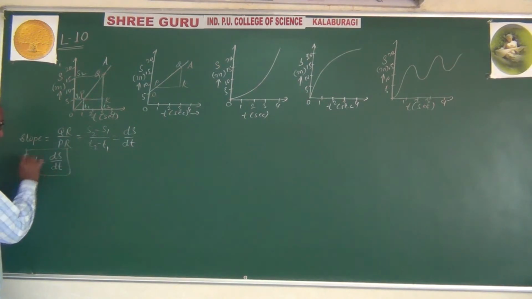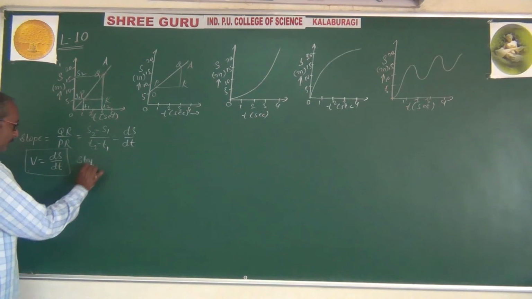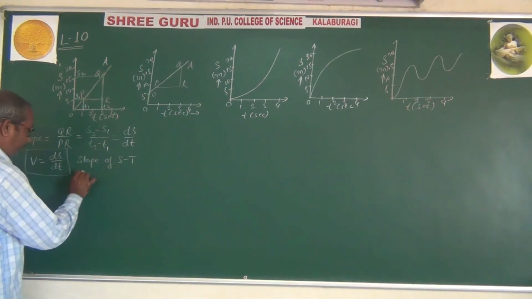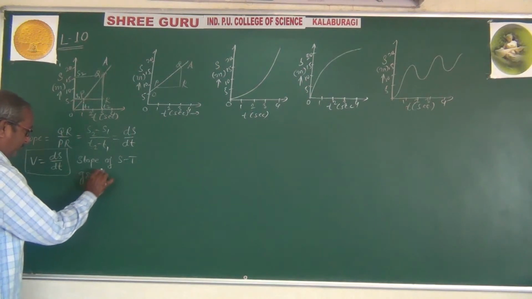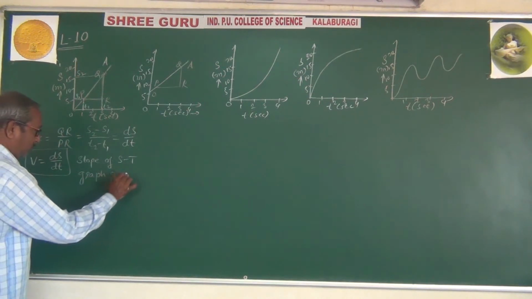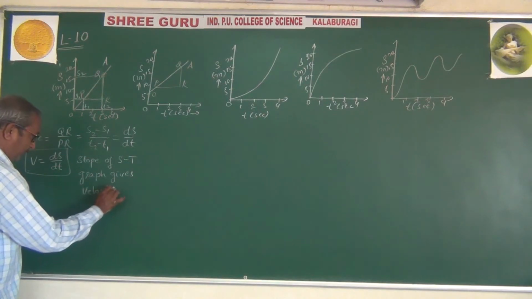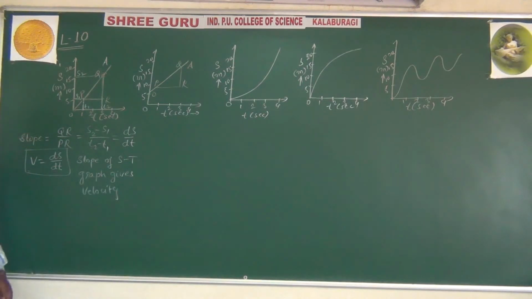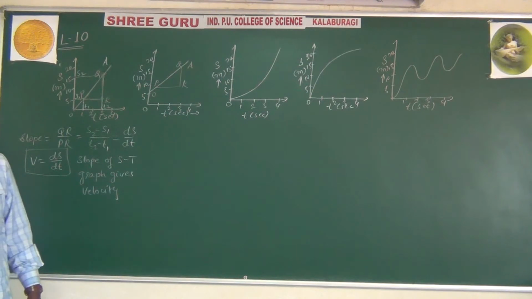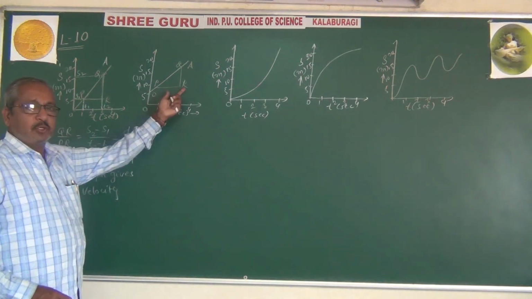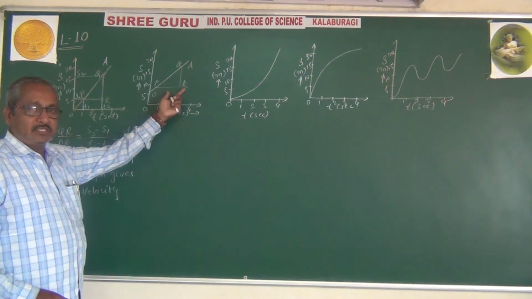So the slope of the ST graph gives velocity. That is one of the very important significances of a position-time graph. Similarly, here also the slope of this curve gives the speed.